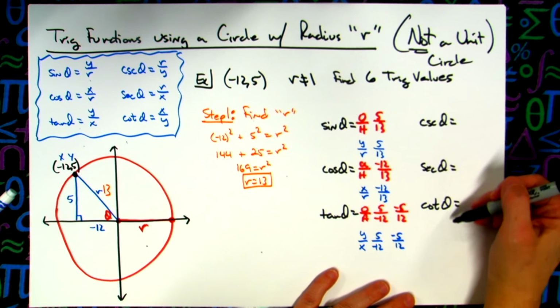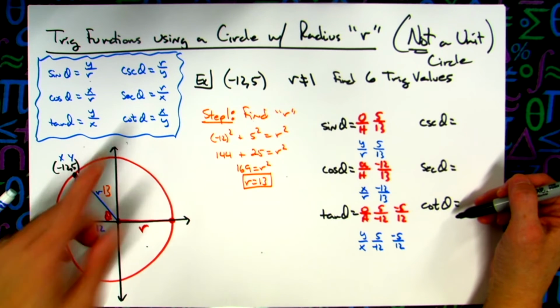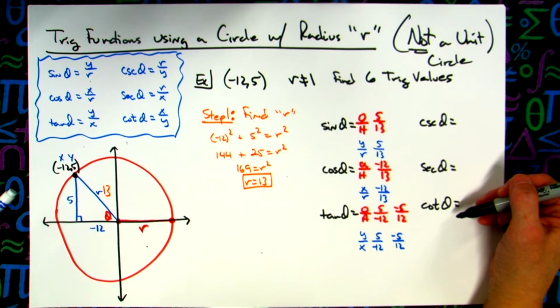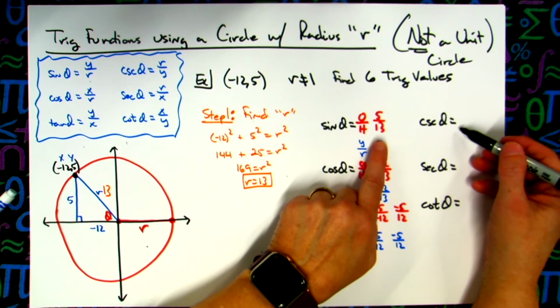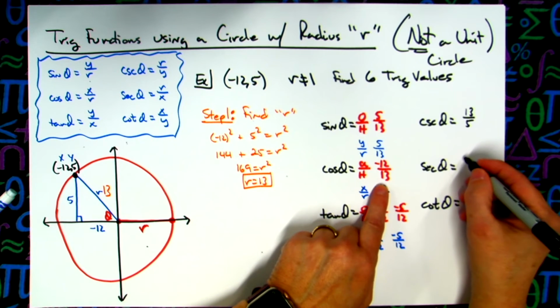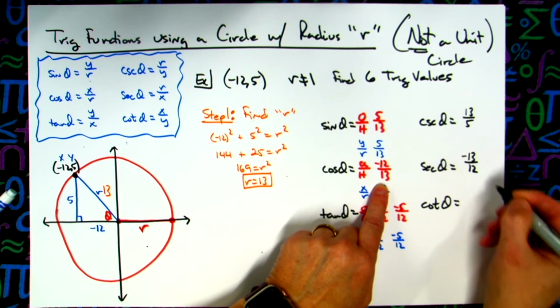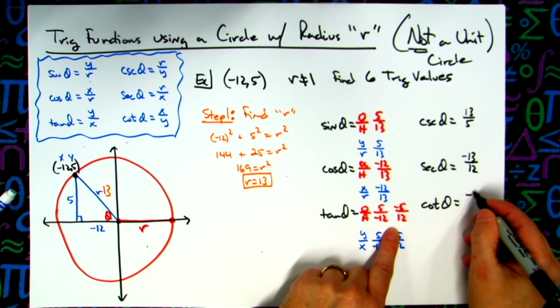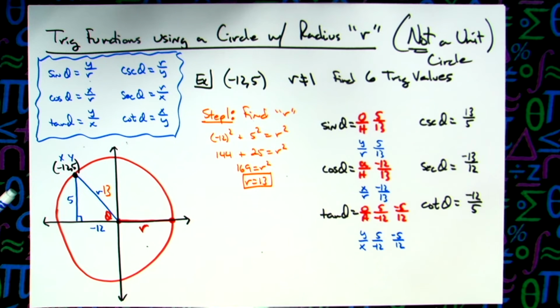Now for these, you memorize these definitions, you memorize your right triangle definitions, or you know that these two are reciprocals. So this is 13 over 5. This is, put the negative in the top, negative 13 over 12. And again, put the negative in the top, negative 12 over 5.